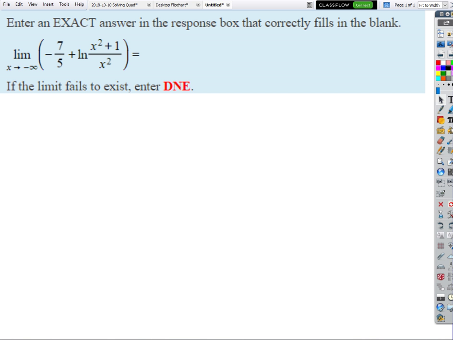Okay, so all we've got to do here, have a look. If we're taking limits as x approaches negative infinity, where do you even see x's? Well, inside the log, right? So inside the log, as x goes to negative infinity, what's going to be the limit of that rational function? 1. Okay? So that whole thing is going to 1. And so in the limit, this is equal to negative 7/5 plus the natural log of 1. Okay, what's the natural log of 1?